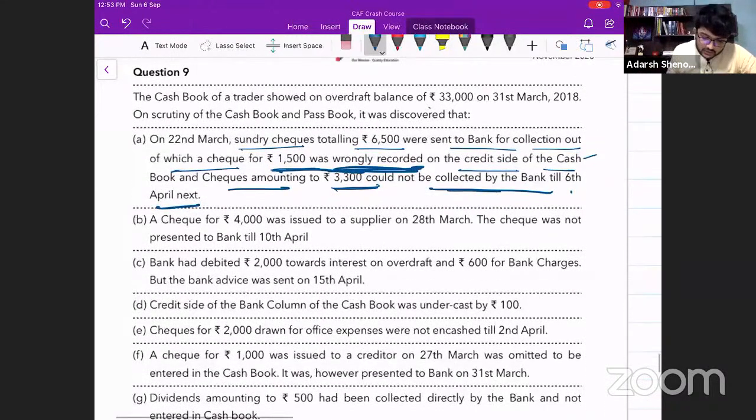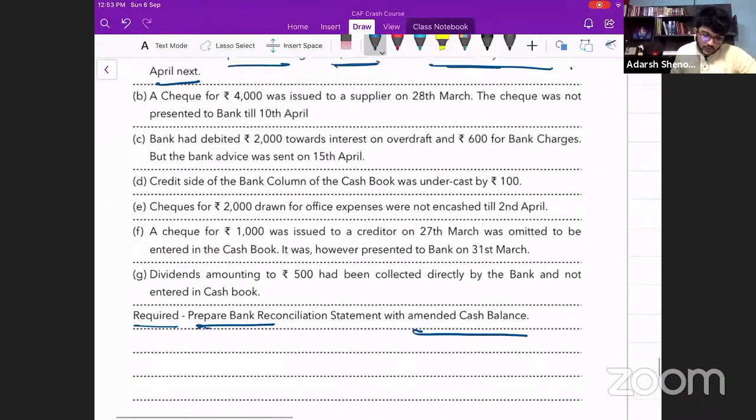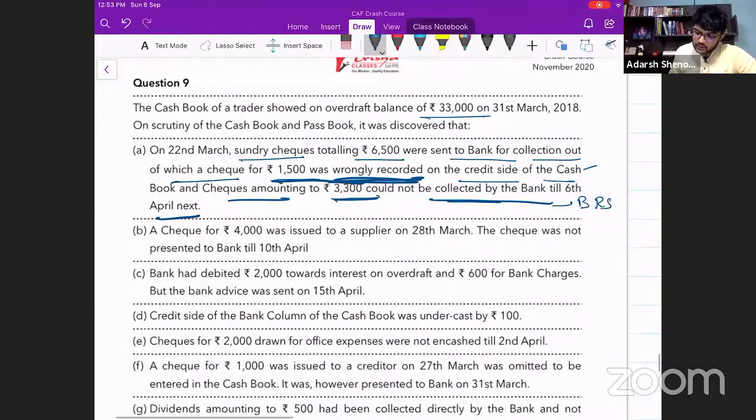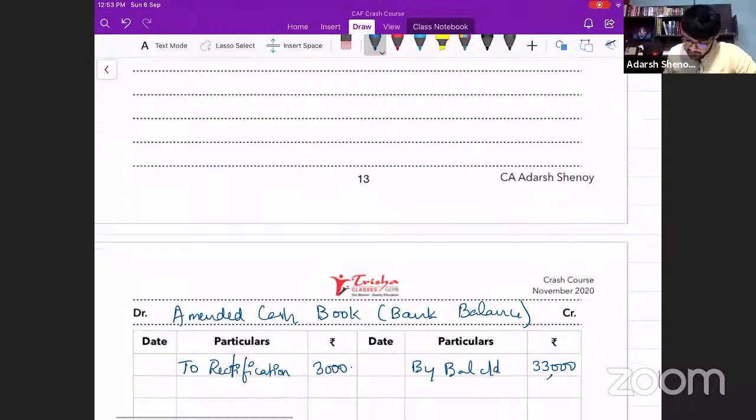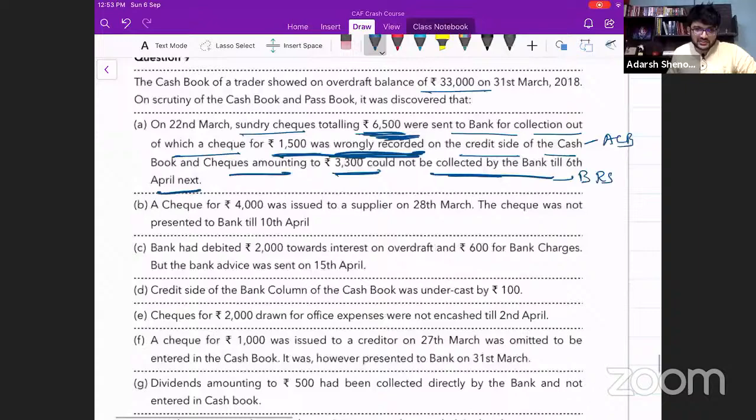Oh, there is opening balance. What is the opening balance? Overdraft balance? 33,000 rupees. Okay. Now, next one. So, this will come in the BRS. Okay, remember this. Sir, what about this 6,500? Will this come anywhere? No. This 6,500 will not come anywhere. That's just to deceive you. That amount is given, ignore that amount. Okay, this is balance brought down. Again, I made that mistake. Yes, it's just to confuse you.